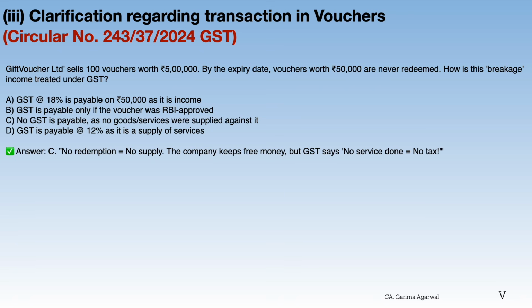So the correct answer is C. No GST is payable as no goods or services were supplied against it. As for redemption, if it is an unredeemed coupon, then there is no supply. So the company keeps that free money. GST is not applicable as there was no underlying goods or services provided against it. But we will discuss in detail in the next slide on this breakage income, the GST treatment.